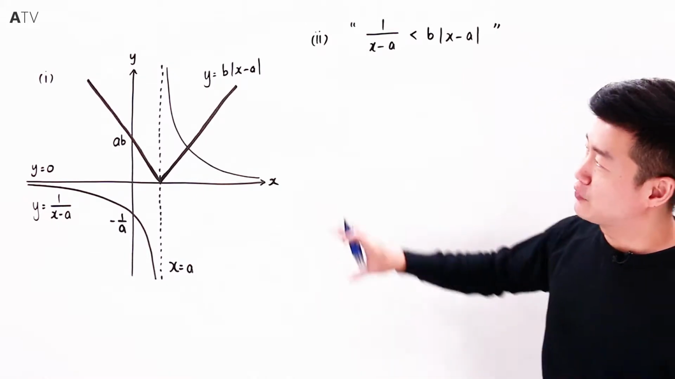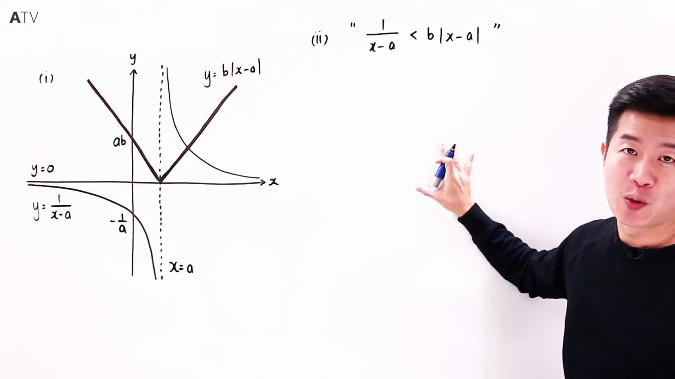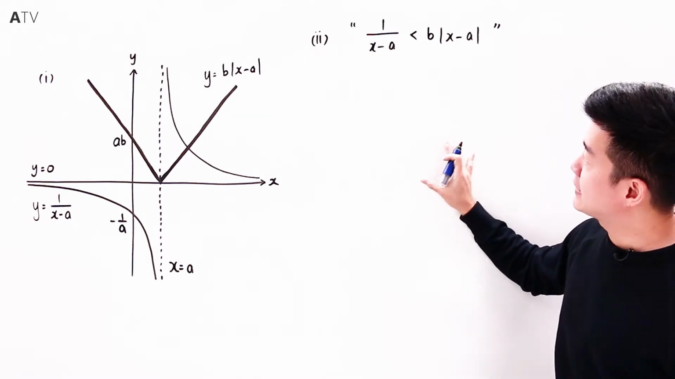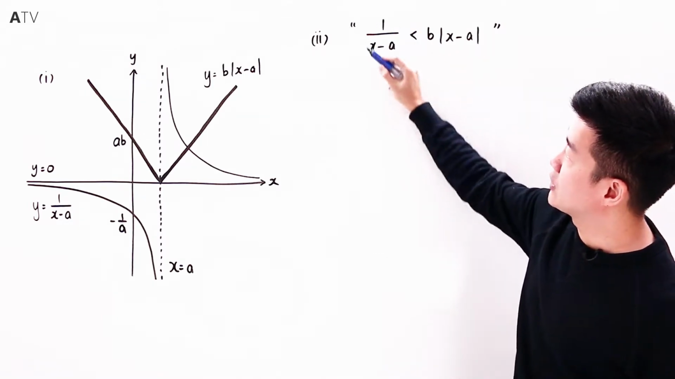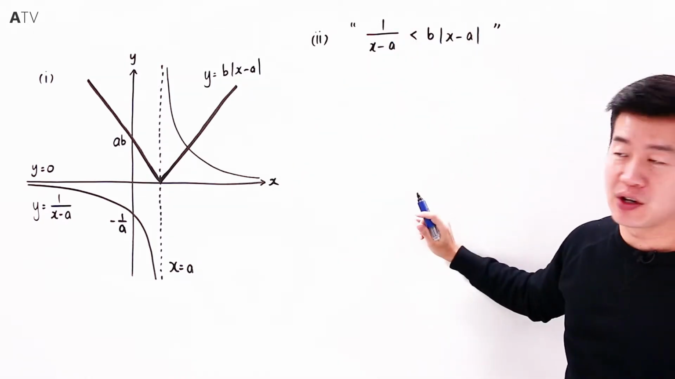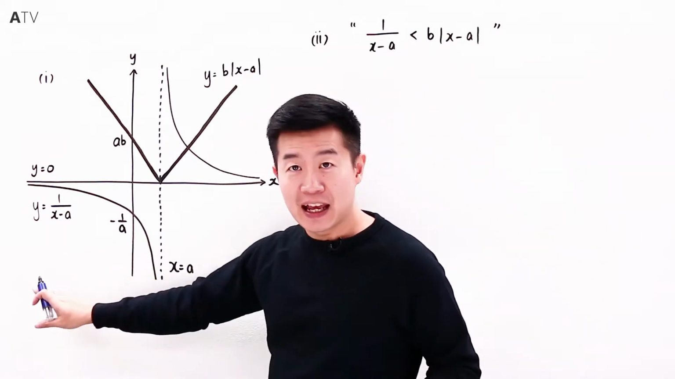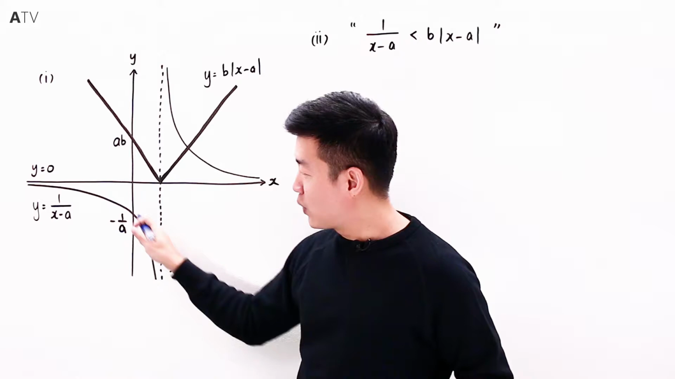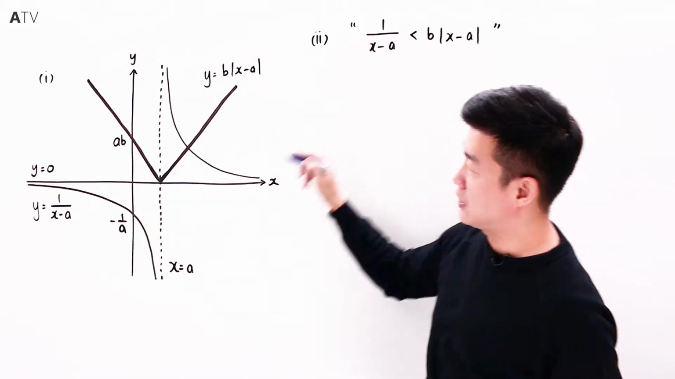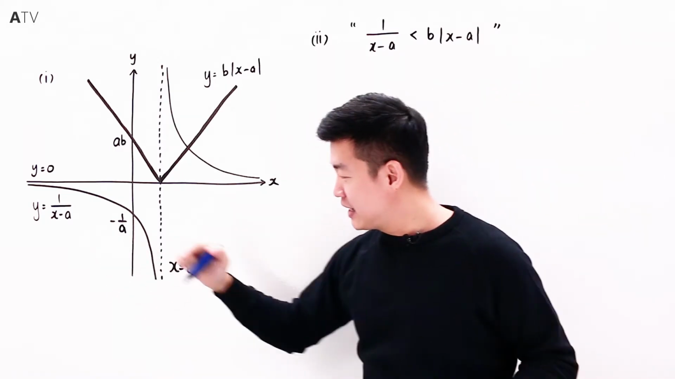And now we want to make use of the graph that we have drawn in the first part of the question to solve this inequality, where we are looking for the sets of values of x such that the y coordinates of this graph that we have drawn are less than the y coordinates of this graph. I can tell already that x must be less than a, because when x is less than a, the y coordinates of this graph are lower than the y coordinates of this graph. So x is less than a is part of the answer.